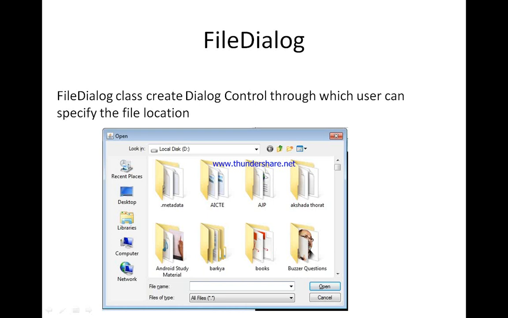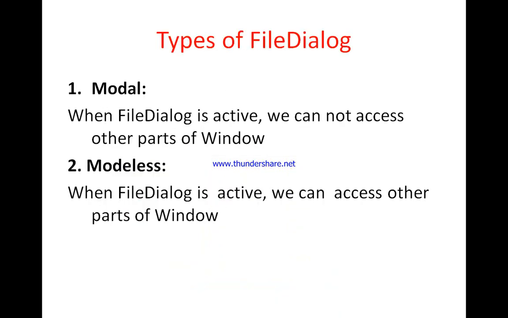The name of the class is FileDialog. What is the name of the class? FileDialog. Now there are two types of file dialog, modal and modeless. Modal means that when the file dialog is active, at that time we cannot access other parts of Windows. This is called a modal dialog box.